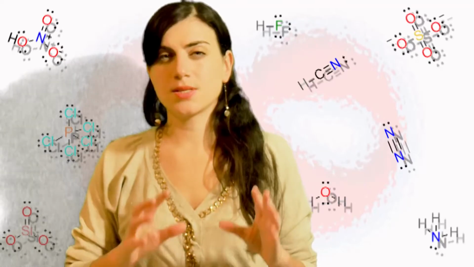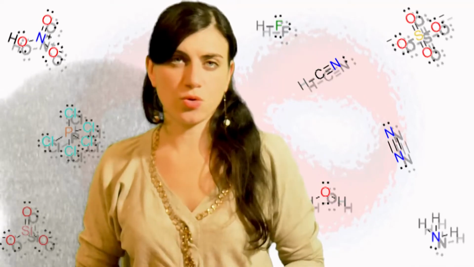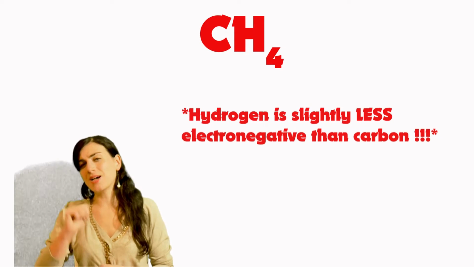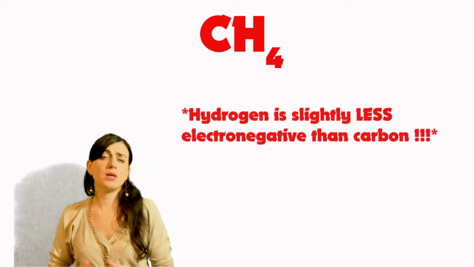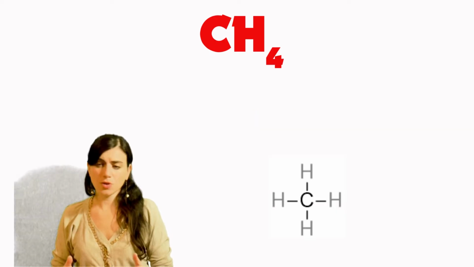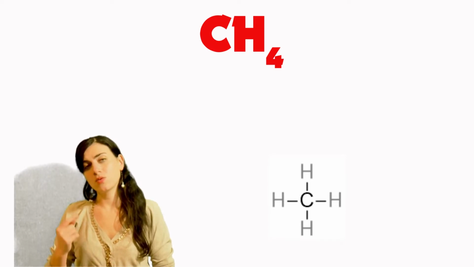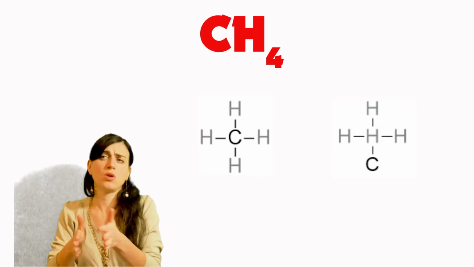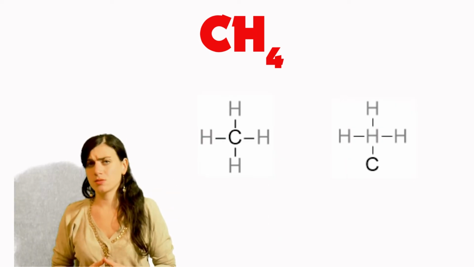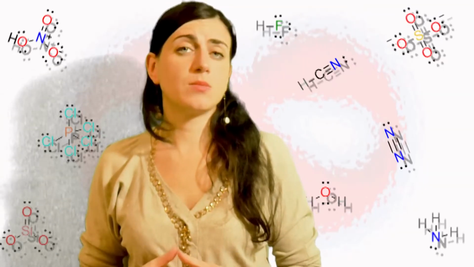Be careful, because sometimes this rule has some exceptions. Let's take for example CH4. In the case of CH4, hydrogen is slightly more electronegative than carbon. However, carbon will be in the center of the molecule. Why? Because hydrogen, as we have seen, can do only one bond. So you cannot put a hydrogen in the center of the molecule forming 4 bonds. It is simply not possible. So this is a general rule, but it's valid most of the time.